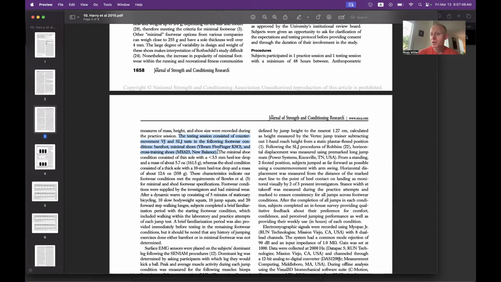They did a barefoot condition, so no shoes, a minimal shoe condition, and what they called a cross-training shoe condition. The minimal shoe is right here. It's a Vibram Five Fingers shoe. Those types of shoes were really popular for a while. They have fallen out of popularity a little bit. I still see them around quite a bit in the CrossFit community. They're still pretty popular there. They aren't super popular as running shoes anymore these days. At least I don't see them around too often. But they were big in the running community for a while.